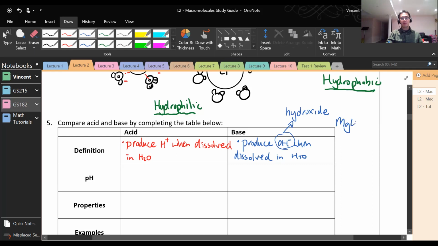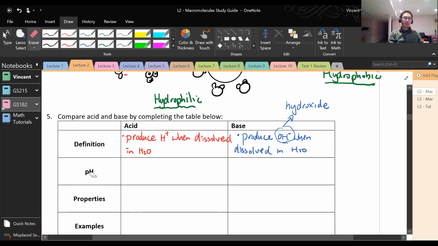Someone earlier said MgOH2, right? That is magnesium hydroxide because of the OH. Okay, so if you put a base in the water, it will generate OH minus, and it's going to be called a base.